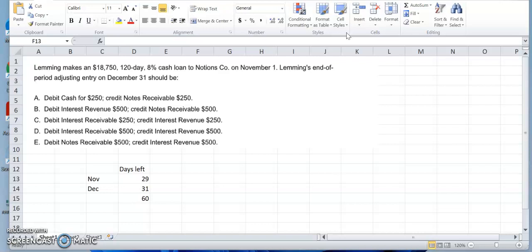Okay, so number one, you've got to know what an adjusting entry is. Remember, an adjusting entry is to bring your books up to accrual basis. Because in this problem, we're accruing interest every day. Every day this loan is outstanding, we're accruing interest. Theoretically, we should be receiving interest every day, even though we haven't been paid. That's what an adjusting entry is. Bringing your books up to accrual.